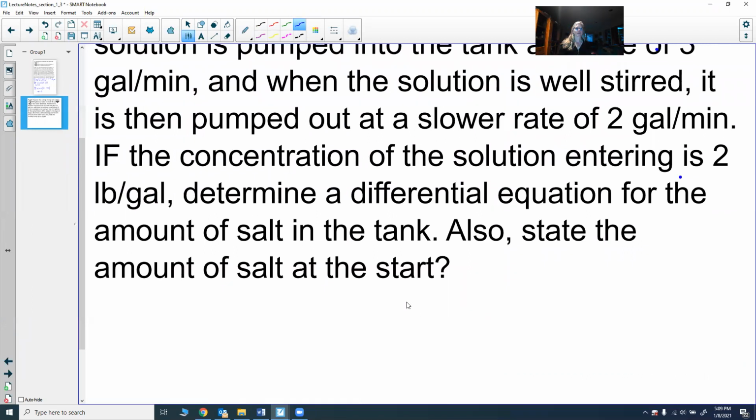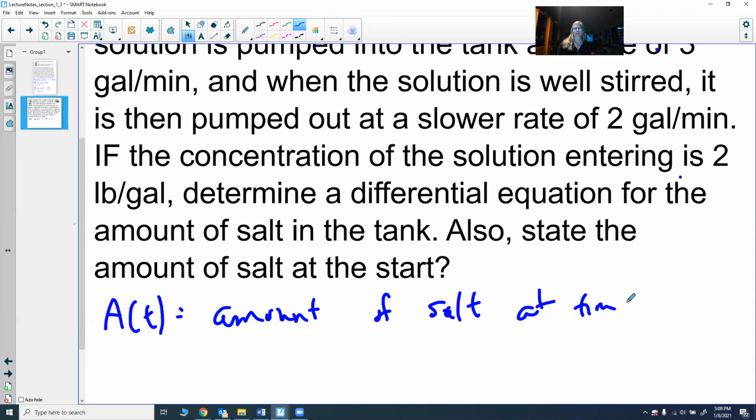So we want to know the amount of salt. So that's what we're going to deal with. Let's call that A of t. That's the amount of salt at time t. And that's changing because we are pumping things in and out. So that's why I know that this is at time t, because it is changing over time. All right, and so that's what we have.